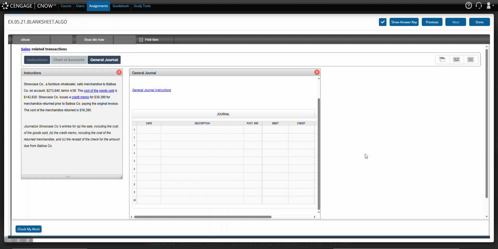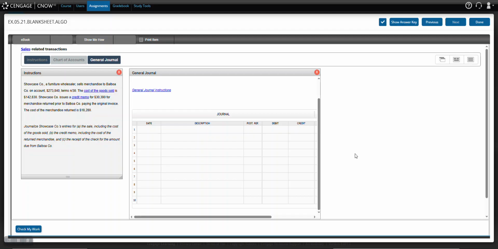In this example, we're going to look at, again, being the seller in the situation and what happens when a customer actually returns something to us. So it tells us that Showcase Companies, the furniture wholesaler, sells merchandise to Balboa Company on account. They have the terms of net 30.